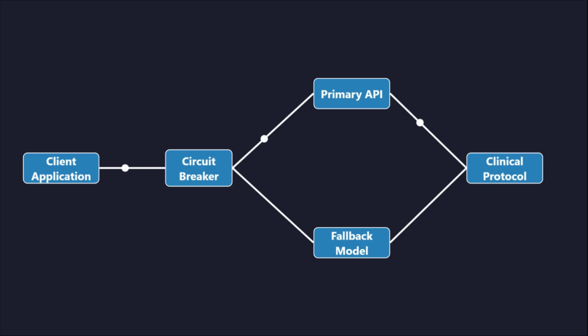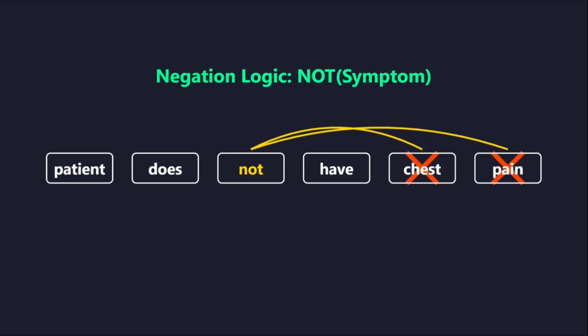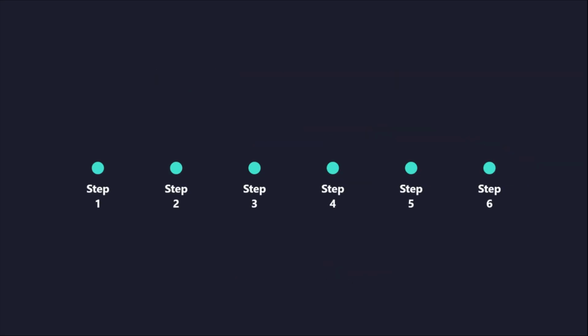Implement circuit breakers and fallback models to maintain clinical protocol support, even during API outages or rate-limiting events from the primary model provider. Explicitly test the model with sentences like "patient does not have chest pain" to ensure the attention mechanism correctly weights the negation word over the symptom.